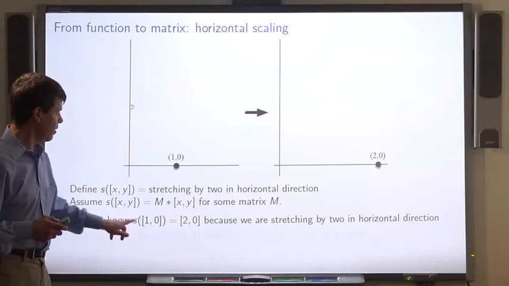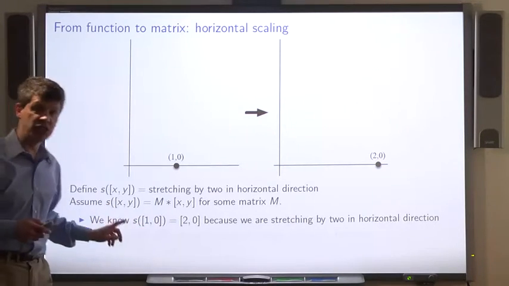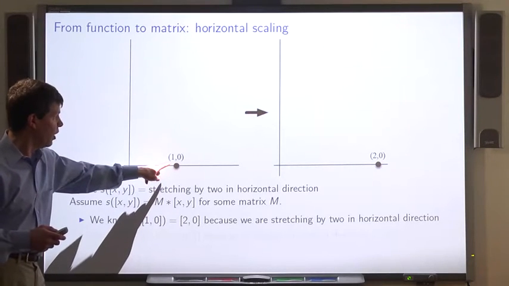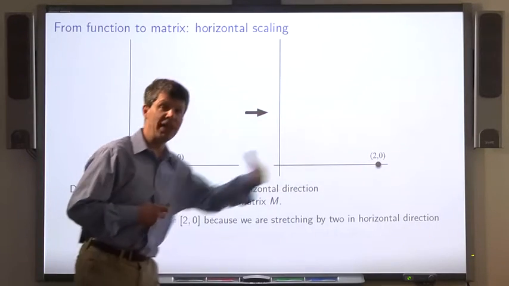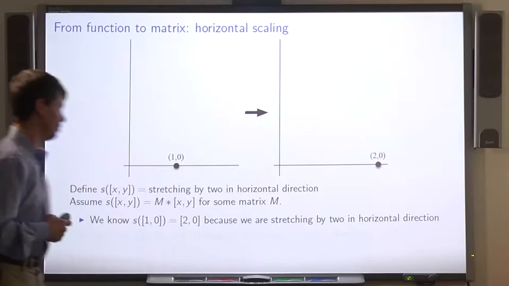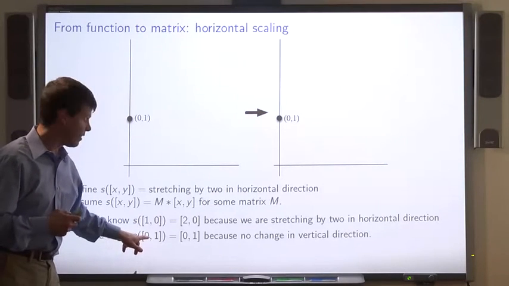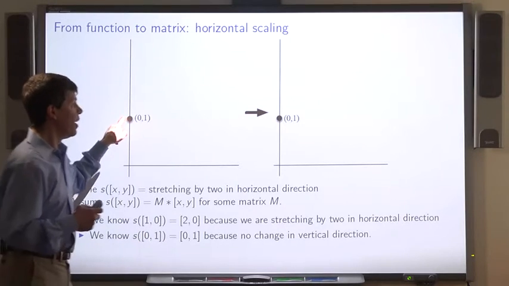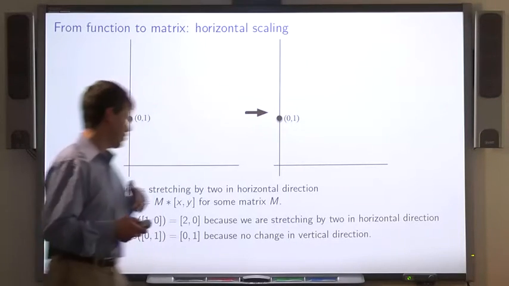Well, we plug in the standard generators. First standard generator is 1, 0. We plug in 1, 0. We know that point gets mapped to 2, 0 because we're stretching by 2 in the horizontal direction. Now we plug in the second standard vector, 0, 1. And we know this maps to 0, 1 because we're not doing any stretching in the vertical direction.